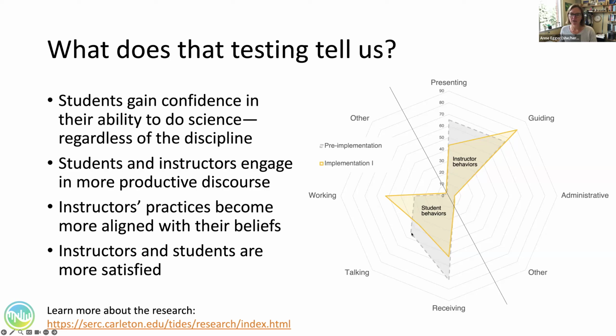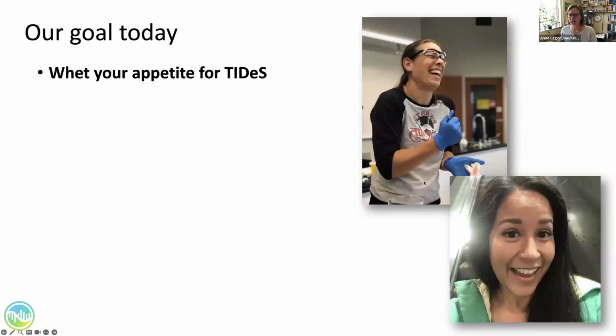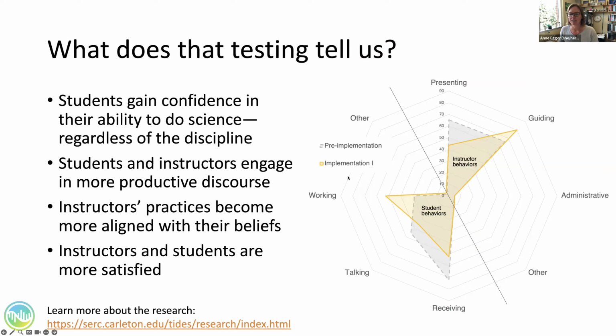And on the right is a kind of complicated graph, but all you need to look at is the gray dashed area, which is scores from pre-implementation, these instructors before they were teaching with the TIDES materials, and the yellow is after. And you see an increase in instructor guiding and a decrease in their presenting, and an increase in students working and a decrease in them just receiving or passively listening.